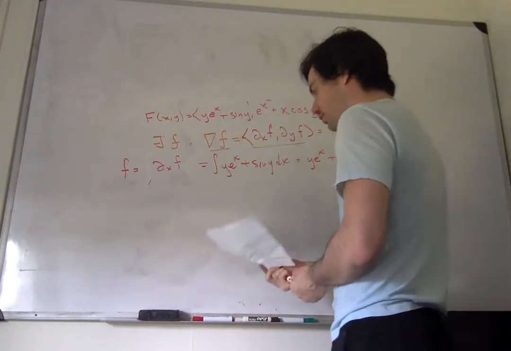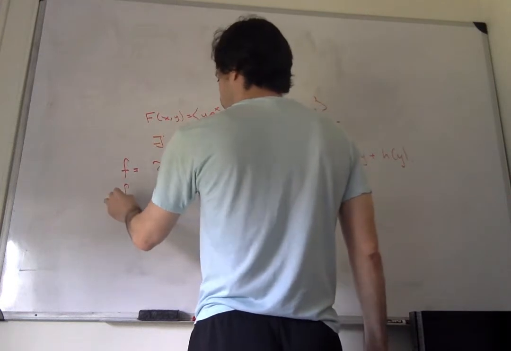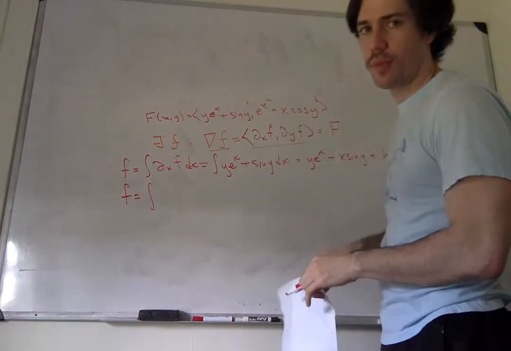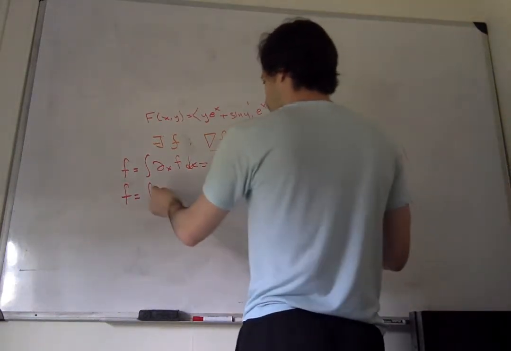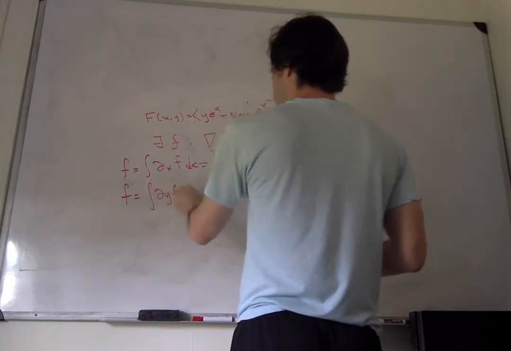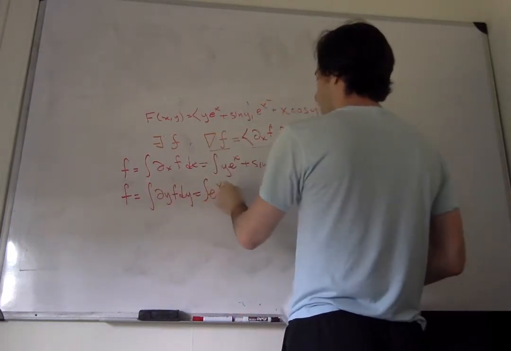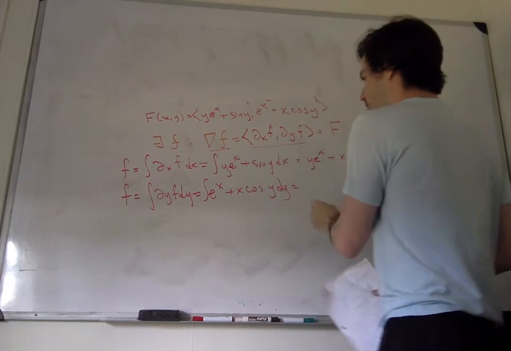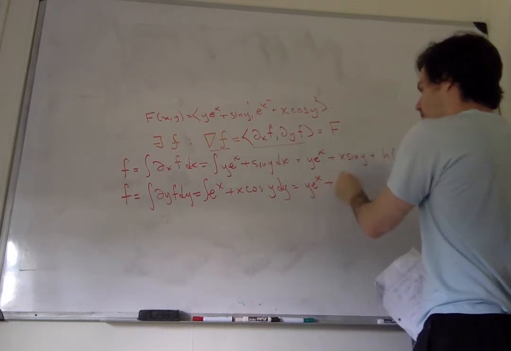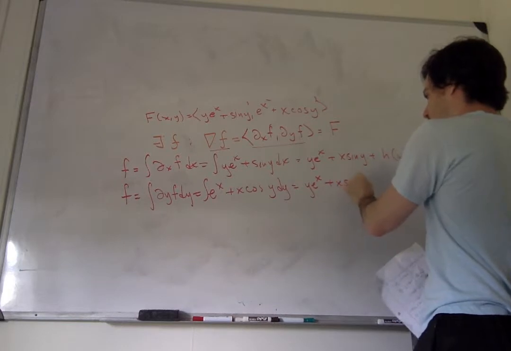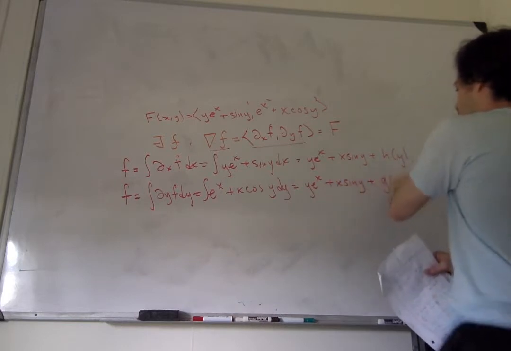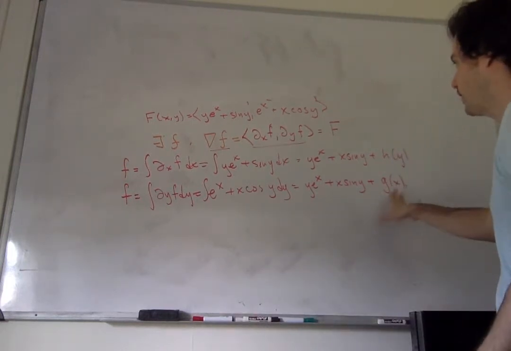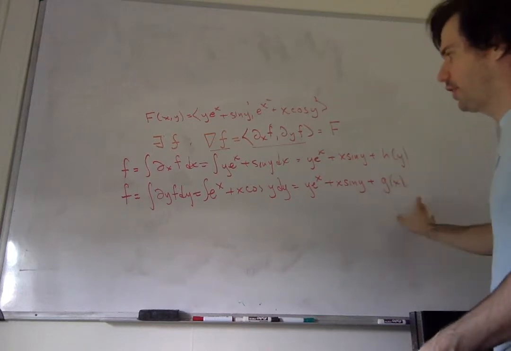Okay, so let's keep going. I also want to say that I have to integrate the second guy with respect to y. So the second guy with respect to y, e to the x plus x cosine y dy. Okay, so this is going to be y e to the x plus x sine of y plus g of x. Again, where did the g of x come from? Just like the h of y, it's just saying that there's possibly some other function.